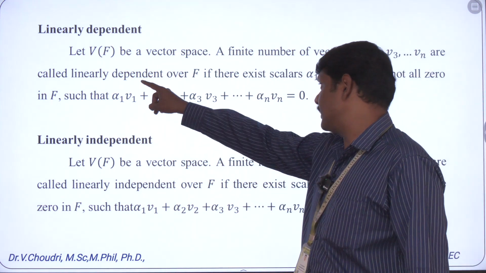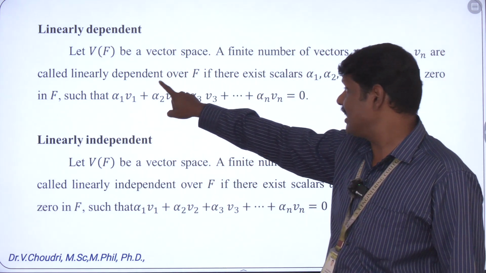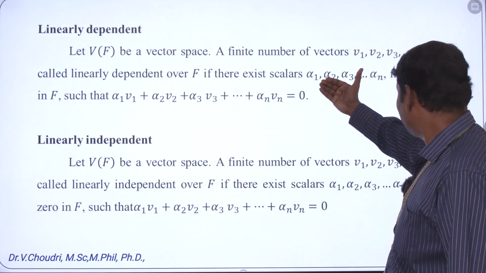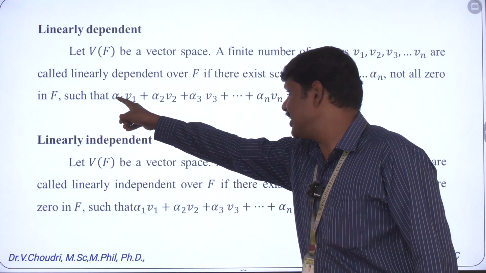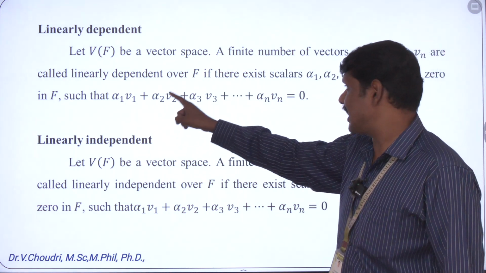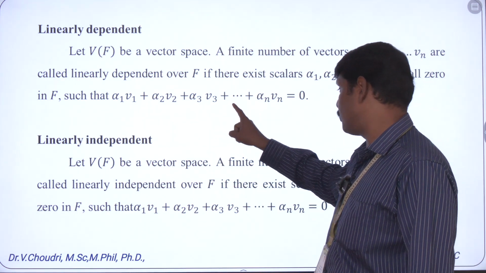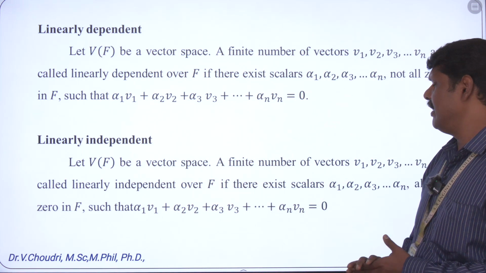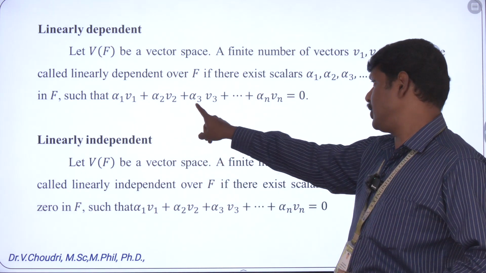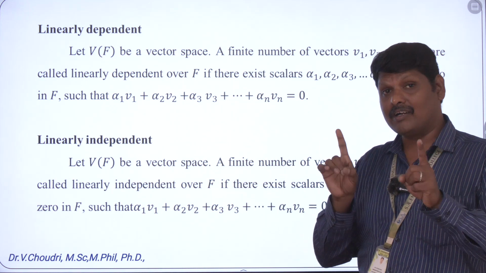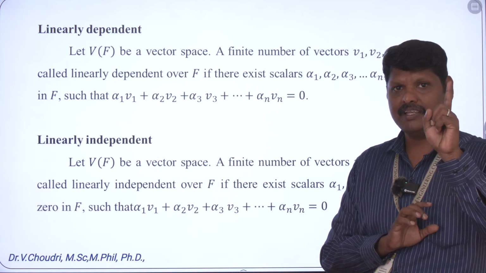In the same vector space, take the vectors v1, v2, v3 up to vn. Take scalars from the field F: alpha 1, alpha 2, alpha 3. That is called a linear combination of scalars and vectors. So alpha 1 v1 plus alpha 2 v2 plus alpha 3 v3 up to alpha n vn equals 0. In this sum equal to 0, maybe v1, v2, v3, vn are all non-zero elements. At least one vector should be non-zero.